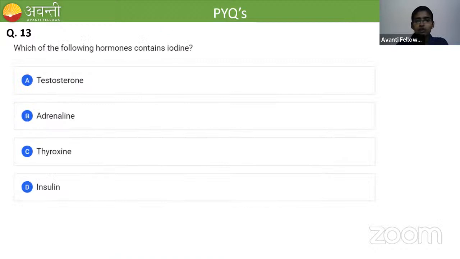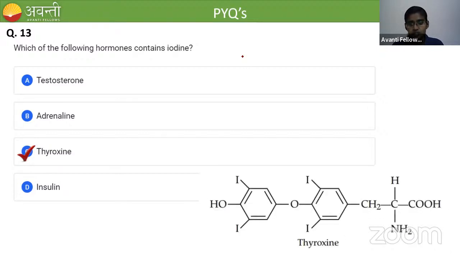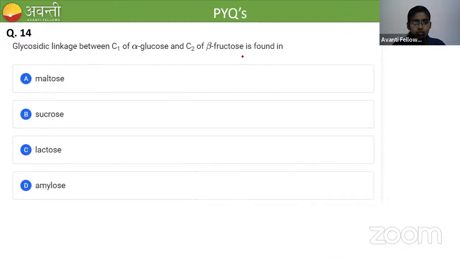Which of the following hormones contains iodine? Testosterone, adrenaline, thyroxine, and insulin. It's very clear, no? Thyroxine is the one which contains iodine. Thyroxine is the answer. This is the structure of thyroxine, and you can see it is an iodinated derivative of an amino acid. Got it? Now coming to question number 14.